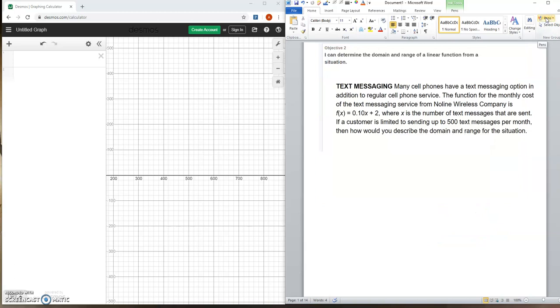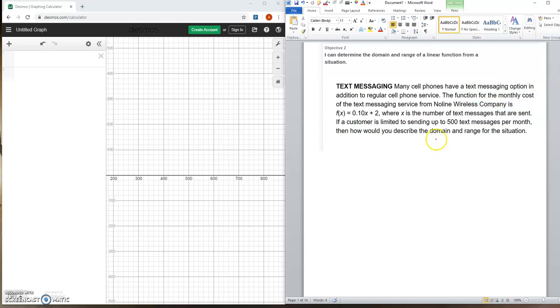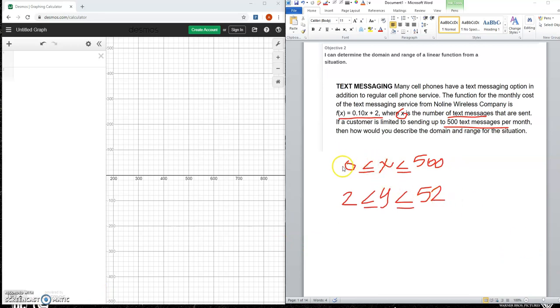We now go to objective number 2, which is I can identify domain and range based off of a problem situation. If you read this problem and you look at this equation, you're going to realize that X is the number of text messages. You're given up to 500 messages, and you know that X is your domain. So your domain is X is greater than or equal to 0, but less than or equal to 500. Let me explain the 0. 0 is when you don't text, and 500 is the maximum text messages that you can have.